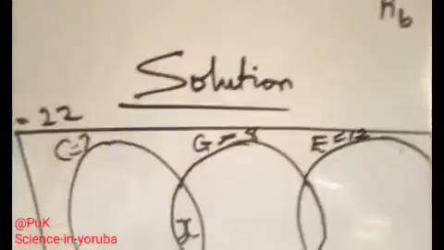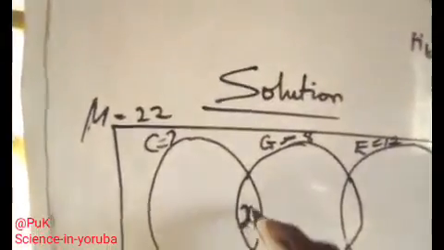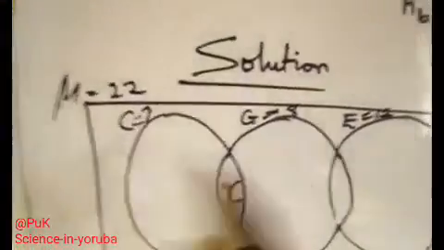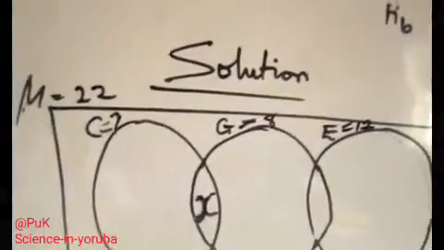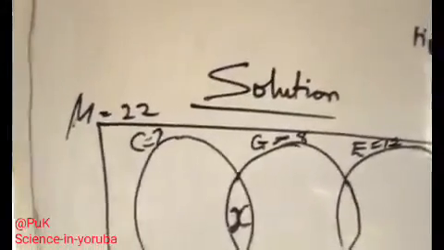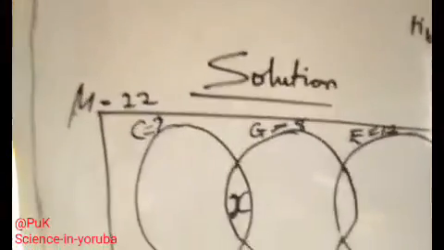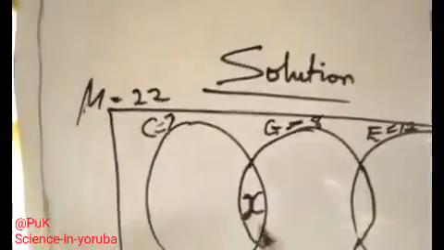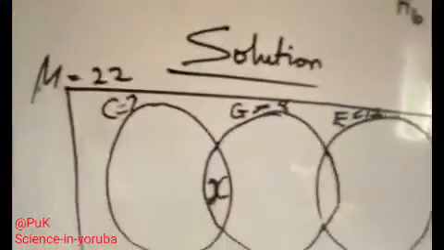Now, since we don't know the number of people that take chemistry and government, then we represent it with X, right? Since 7 students take chemistry, X students take chemistry and government. Then the number of students that take chemistry only will be what? It will be 7 minus X.